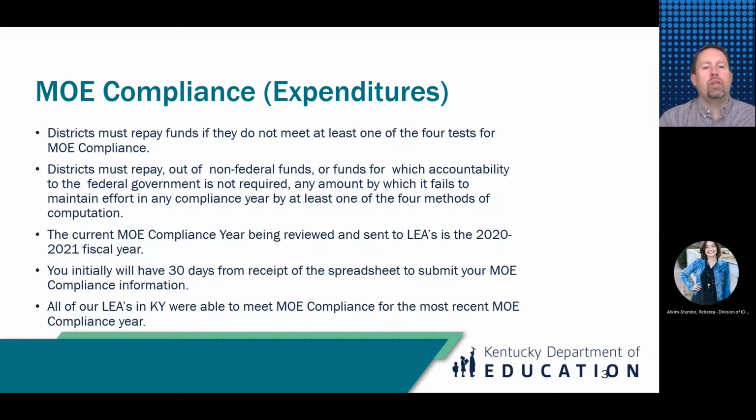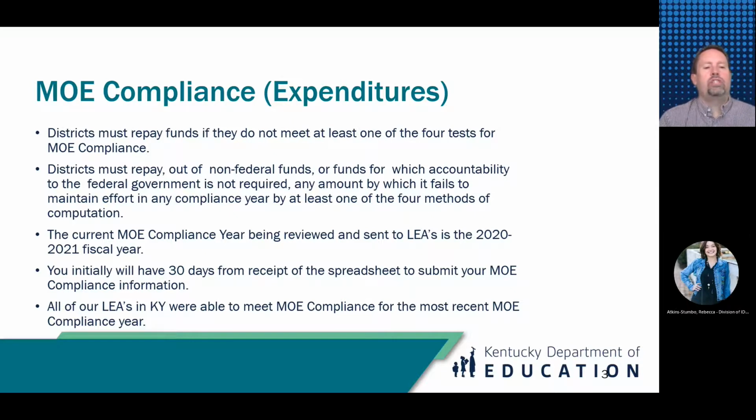So the current MOE compliance year that has been reviewed this year and this past year is the 2021 MOE compliance year. And most of you that are watching this now have met MOE compliance for that 2021 year. There's a small handful that still hasn't, that we're working on to meet. But if you're watching this, most likely you have met the 2021 fiscal year, and you'll be coming up on your 21-22 MOE compliance year in the spring.